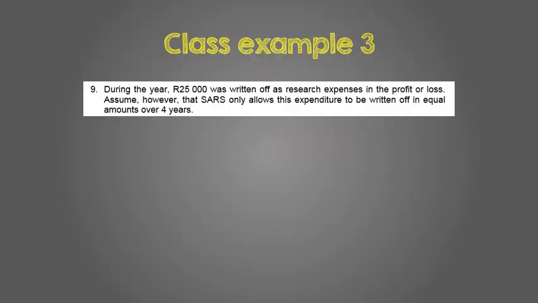Just when we thought we were finished calculating all the tax bases, we see in additional information point number 9 that during the year, 25,000 Rand was written off as research expenses in the profit or loss. So that was expenses in the current year that we expensed. Assume, however, that the revenue services only allows this expenditure to be written off in equal amounts over 4 years. So that's 25% per year.